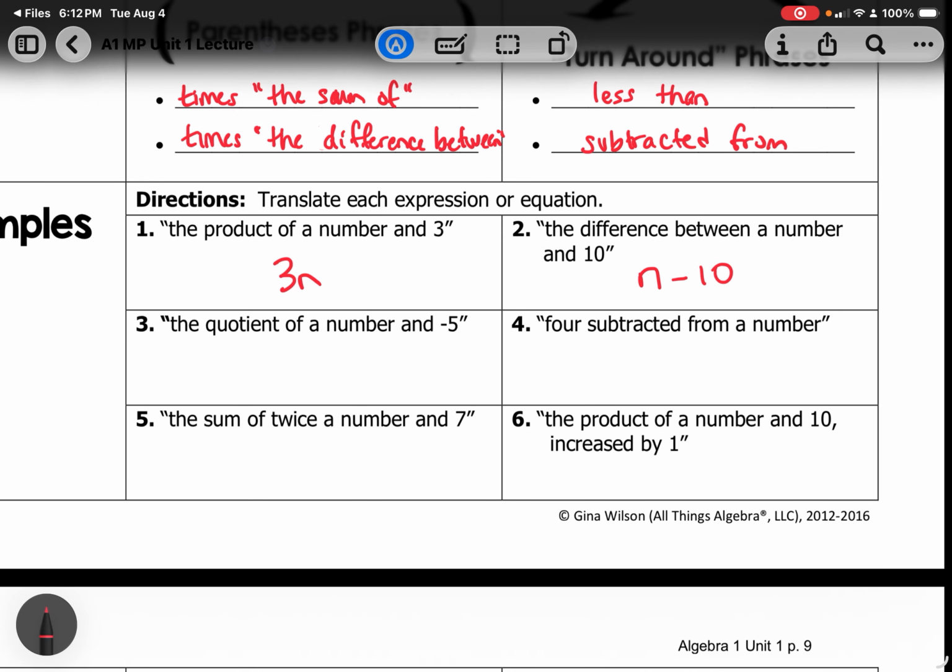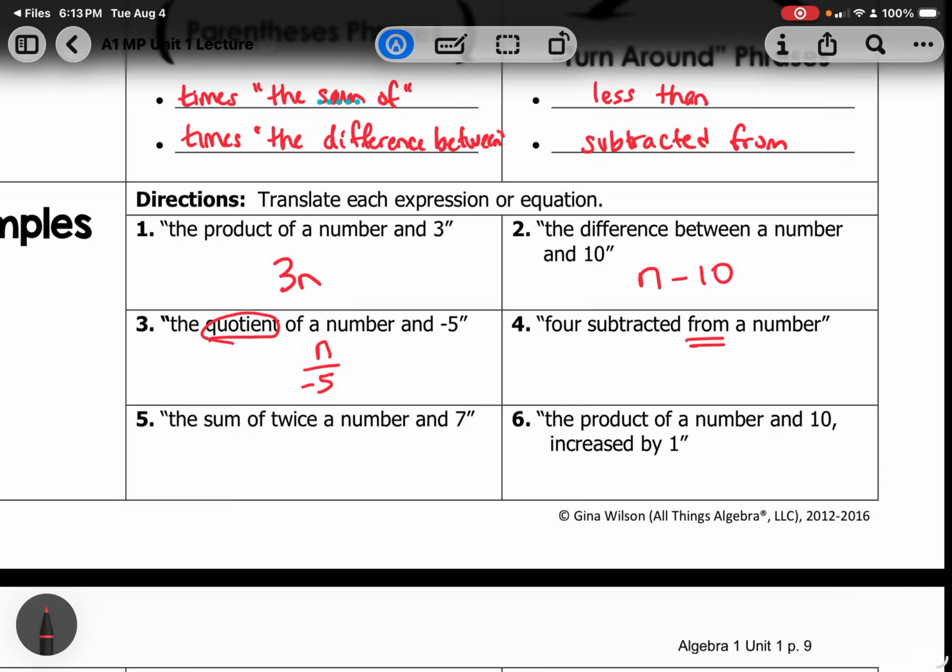Okay, the quotient, we know quotient means division, and we just do it in the order it says: the quotient of a number and -5. And then 4 subtracted from a number.